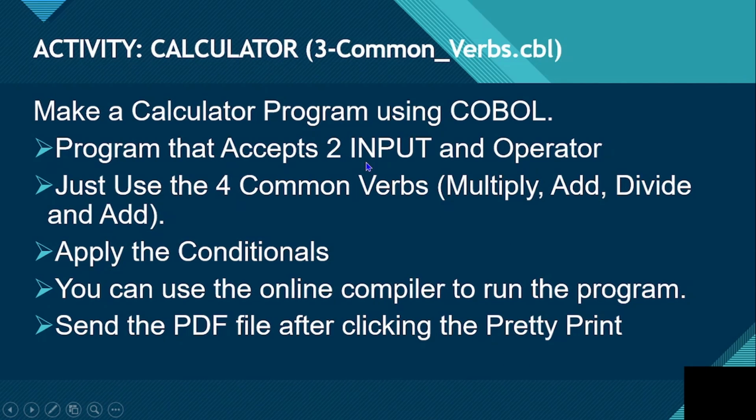So for our activity, make a calculator program using COBOL. The program accepts as input an operator. So just use the four common verbs to multiply, add, divide, and subtract. So you should apply the conditional accordingly. You can use the online compiler to run the program. Send the PDF file after clicking the pretty print. You can follow the format in my GitHub account, which I will give the link to later on.